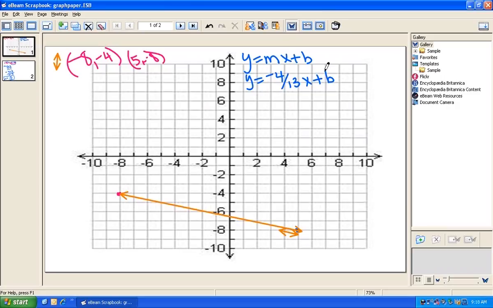I need only one variable, and I want it to be this b. So I have to plug in something for y and x. What am I going to use? Nina, what do you think? A point. Do you have one that you like up there? No? Which one should I use? Because I have to use one of them.